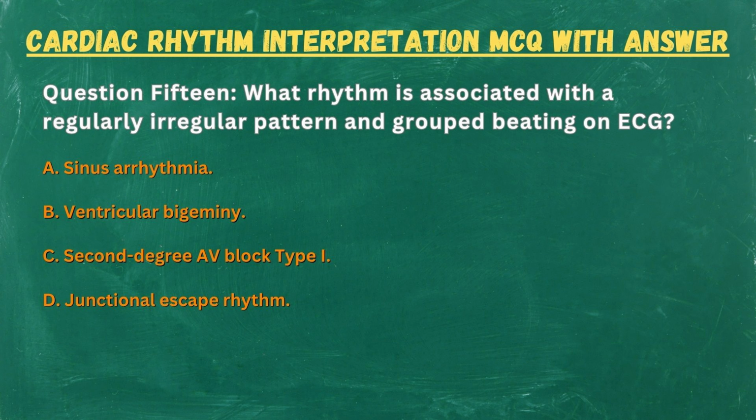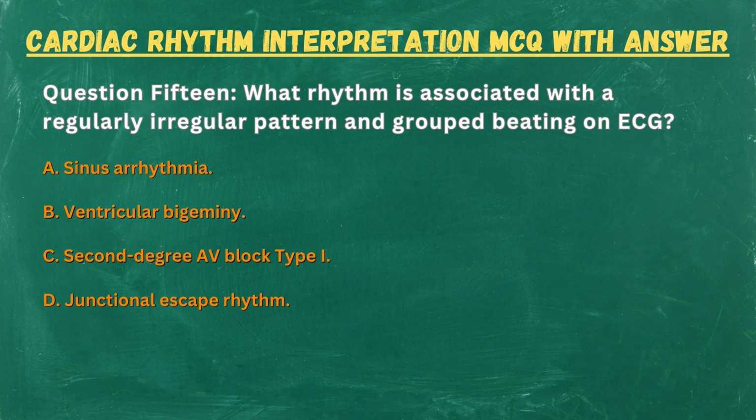Answer: A. Check pulse and start CPR. Question 17. What is the nurse's next step after identifying artifact on a rhythm strip? A. Document the artifact. B. Reposition the patient. C. Reapply ECG leads. D. Call the provider. Answer: C. Reapply ECG leads.